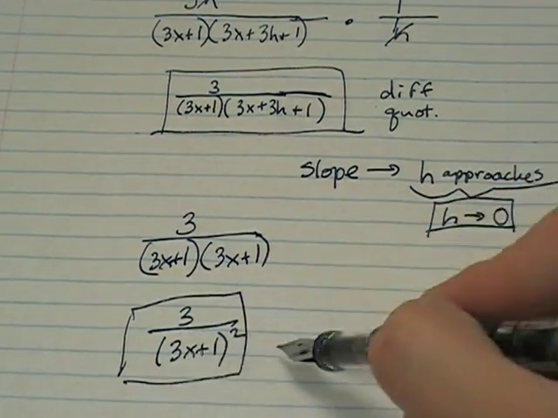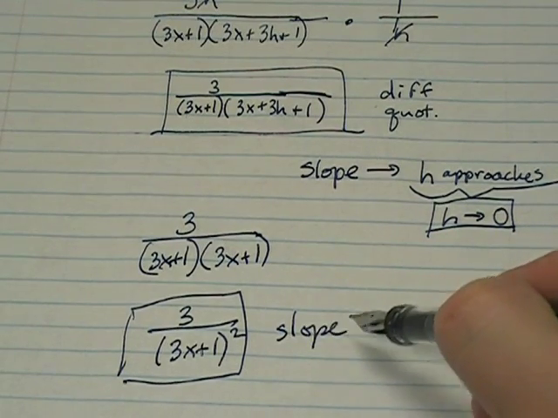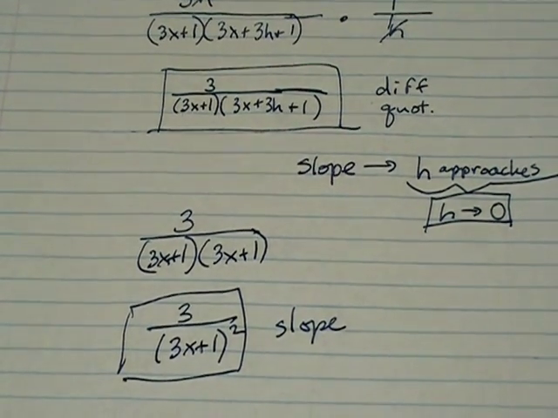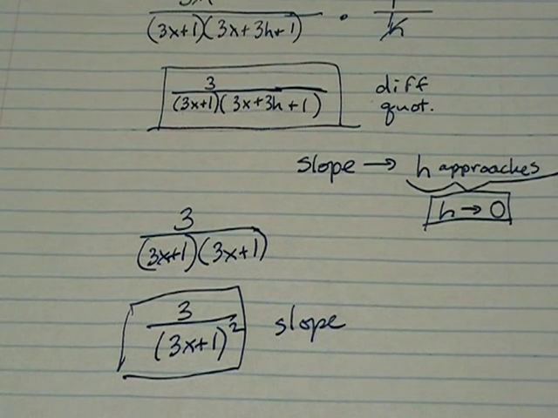This would be the slope of the curve at any given x value. And so if you wanted to know the slope of the original function at x equals 0 or x equals 1 or x equals 4, you could simply plug that x value into this equation, which is the difference quotient as h approaches 0, and that would give you the slope at any given x value.